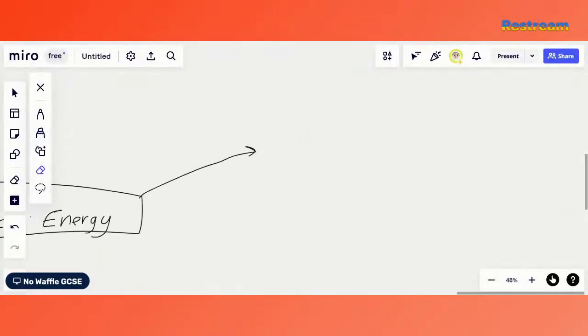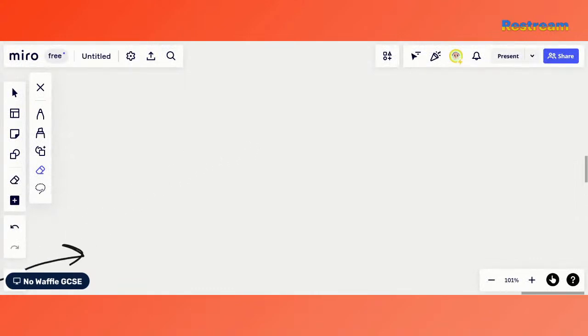So let's begin. Look at energy. So the first thing we're looking at is energy stores and systems. So energy is something that I'm sure you've heard, the law of conservation of energy.